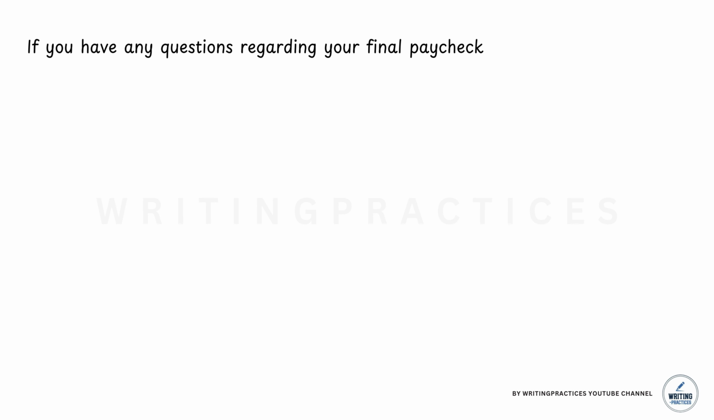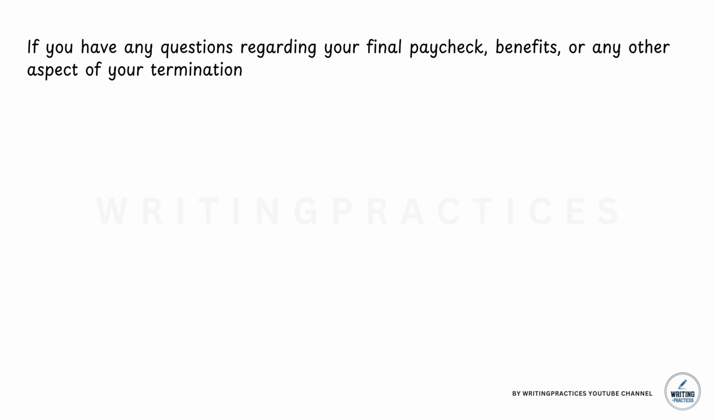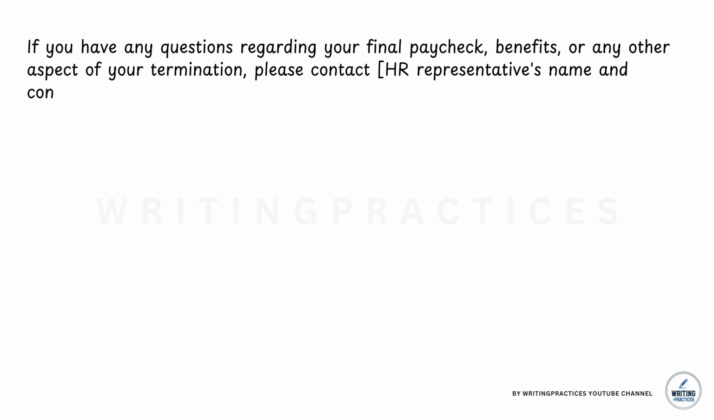Third body paragraph, offering support and contact information. In the third body paragraph, provide details on who to contact for questions or concerns. For instance, if you have any questions regarding your final paycheck, benefits, or any other aspect of your termination, please contact HR representative's name and contact information. This section demonstrates that the company is willing to assist during the transition, showing professionalism and respect.